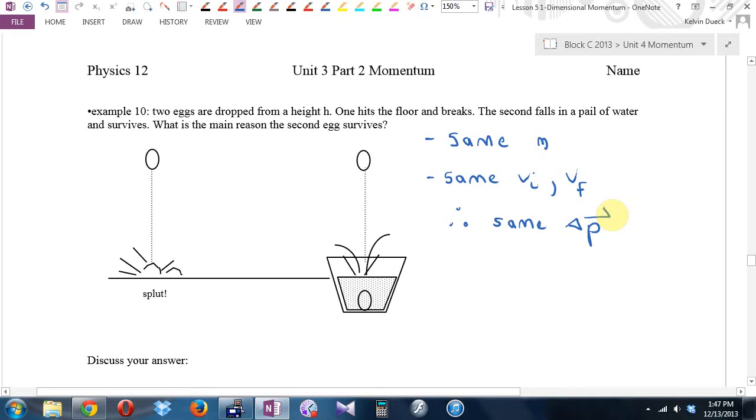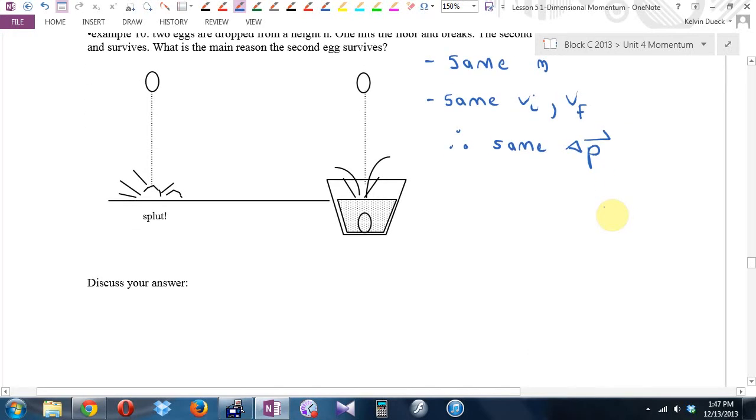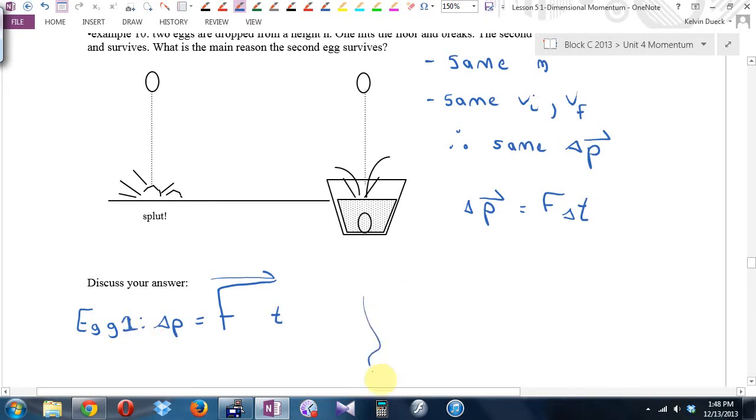So what was your argument, Nate? If you increase the time, it works out. So another expression for change in momentum is force times change in time. Egg 1, we have this: big force, small time. There's egg number 1. Egg 2, we have the same change in momentum.